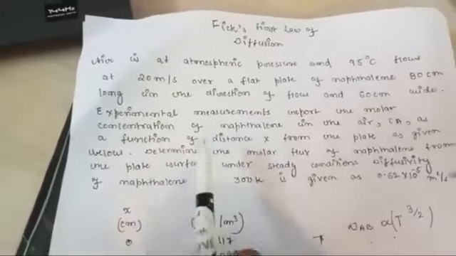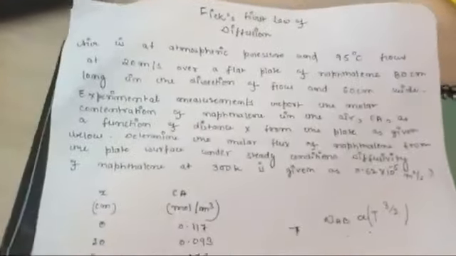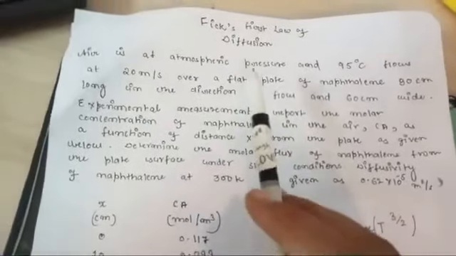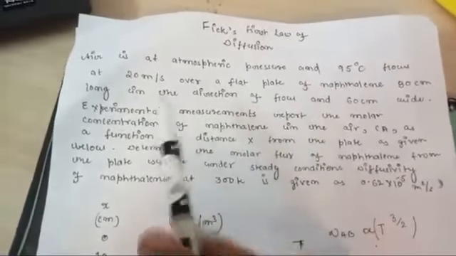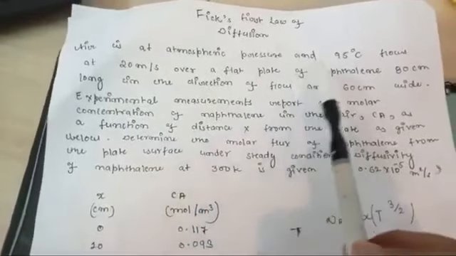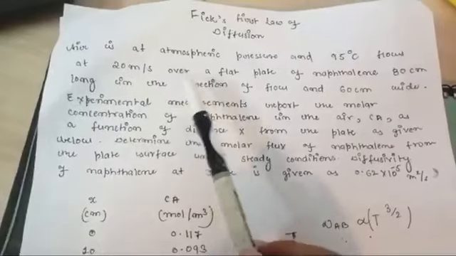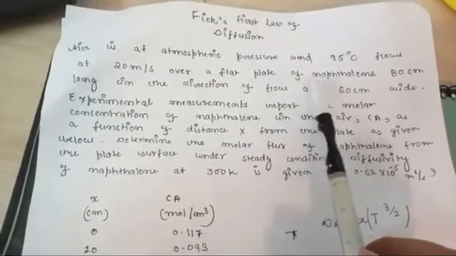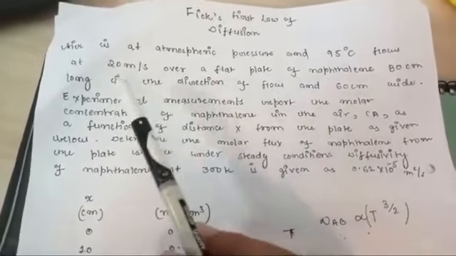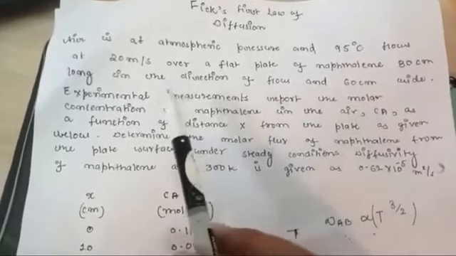This is one of the simplest problems that I'm going to solve in front of you. So this question is about Fick's first law of diffusion. The question says that air at atmospheric pressure and 95 degrees Celsius flows at 20 meter per second over a flat plate of naphthalene 80 centimeter long in the direction of flow and 60 centimeter wide.